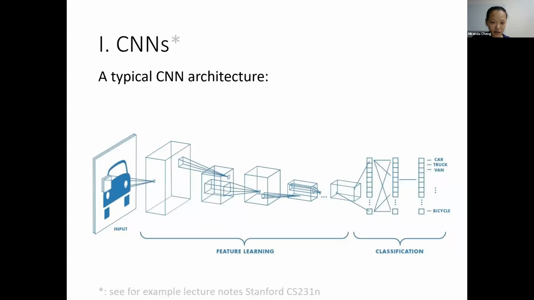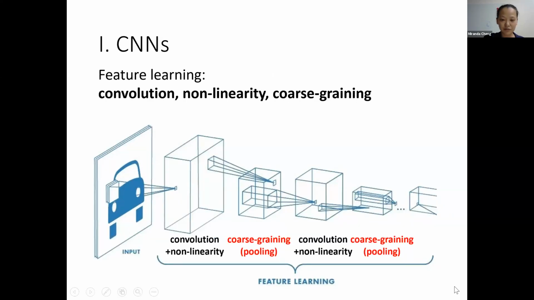A typical architecture will look like this. There are layers of feature learning, and a final layer which gives you the classification, like a car, a truck, a van, or whatever. Focusing on the feature learning part, it's usually a convolution layer and a nonlinearity, and then a coarse graining, namely what's called pooling. So you reduce, quote unquote, the image size at each step.